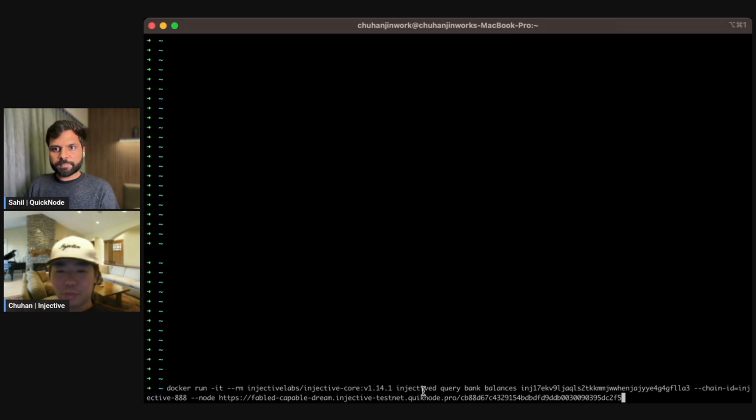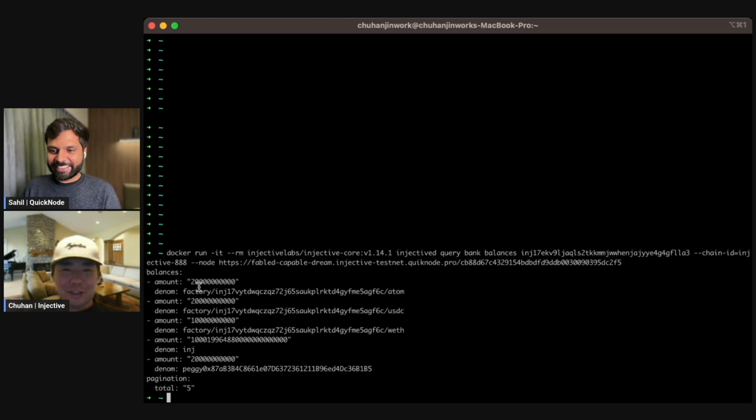And what I'm doing after this injectived command is query bank balance, followed by my wallet address. I think it's very straightforward. It's just injectived query bank. It's a module that I mentioned before, and the thing that I want to query is balance, followed by my wallet address. The chain ID is injective-888, which is the testnet ID, and for the node I just replaced it with the QuickNode one. You can see it's the one I just created.